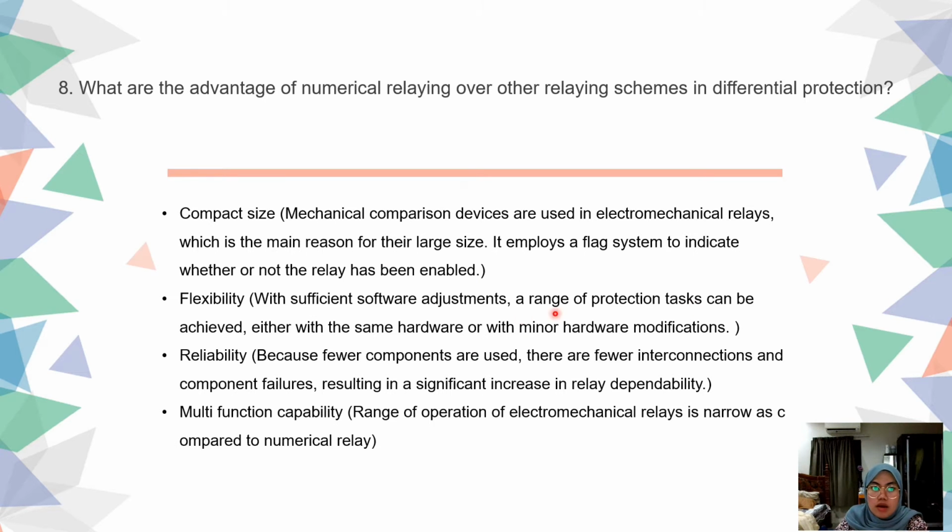Okay, next, for question number 8, what are the advantages of numerical relaying over other relaying schemes in differential protection? First is compact size. Mechanical comparison devices are used in electromechanical relays, which is the main reason for their large size. It employs a flag system to indicate whether or not the relay has been enabled.